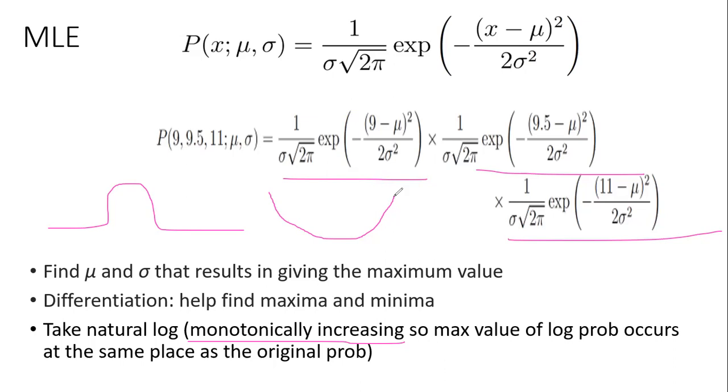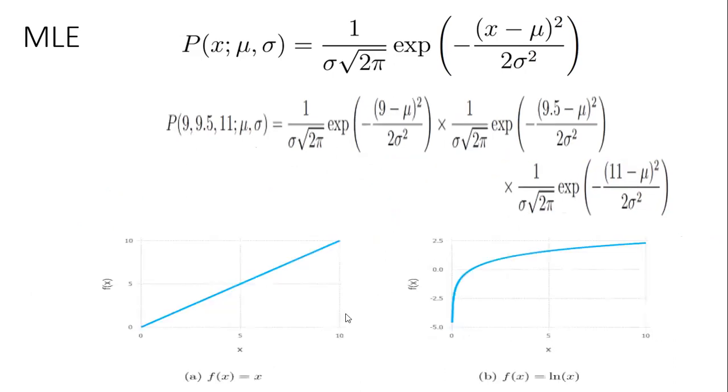Natural log, then the other log, logarithmic 10, base 10 log. Because the function is monotonically increasing and it brings it within a particular range, so it becomes more controllable. So I will show you the graph here. You can see here, if this is the original one, then the log is like this. So the proportion is the same.